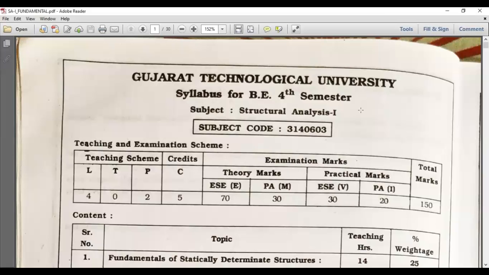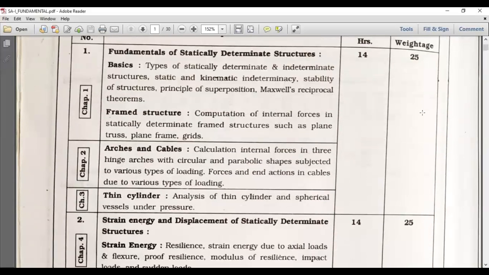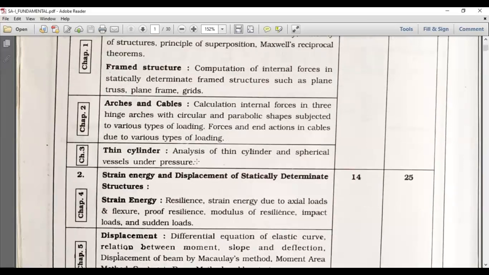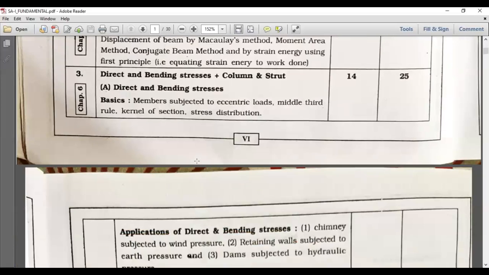Structure analysis is totally similar to and depends on the mechanics of solid, which you already studied. The syllabus for structural analysis 1 is: fundamentals of statically determinate structure, weightage 25; arches and cable, thin cylinder, strain energy and displacement of statically determinate structure; direct and bending stress plus column and struts.